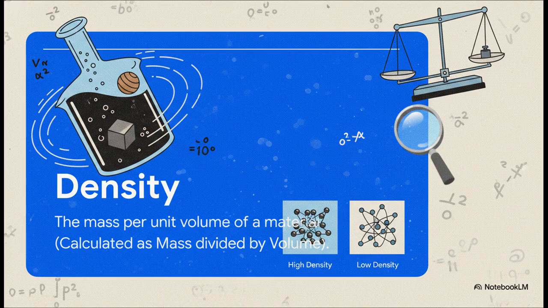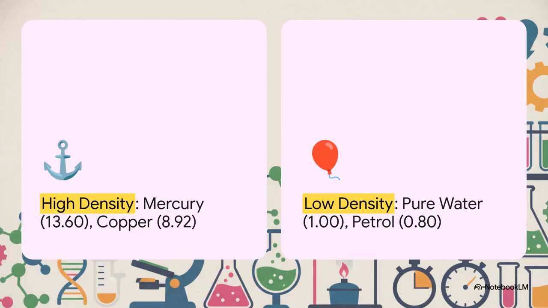And this ratio, this single mathematical relationship, completely dictates whether an object is going to sink or float when you drop it into a liquid. Let's put that into perspective by comparing some materials side by side. We use pure water as our baseline, sitting at a density of exactly 1.00.